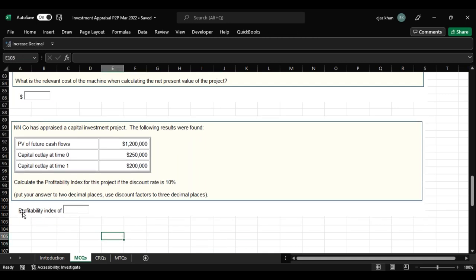Like, let's go to this one. It asks for profitability index. Calculate the profitability index for this project. Now, what is profitability index? Let us first do some calculations and I will explain profitability index to you. Present value of future cash flows is 1,200,000, and the capital outlay at time zero is 250,000. What do you people think will be the net present value?